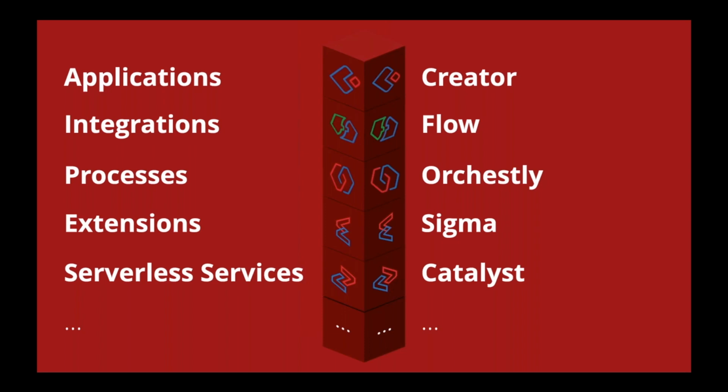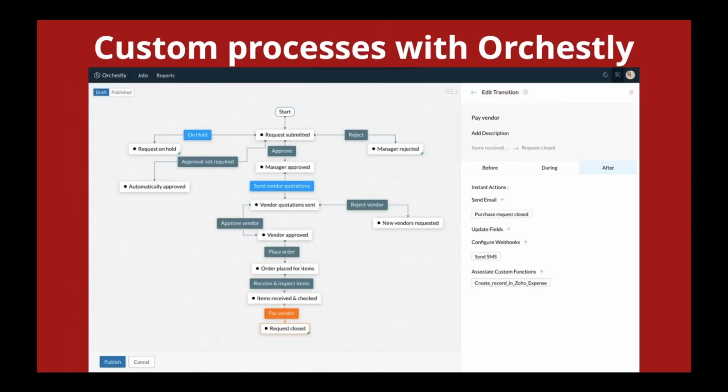For doing a custom process, we have a tool called Orchestly, and then we also recently added Sigma and Catalyst. Sigma is for building extensions, and I'll talk about these each a little bit more, and then Catalyst is for doing serverless services. Say that 5 times fast. And Catalyst is the newest addition here.